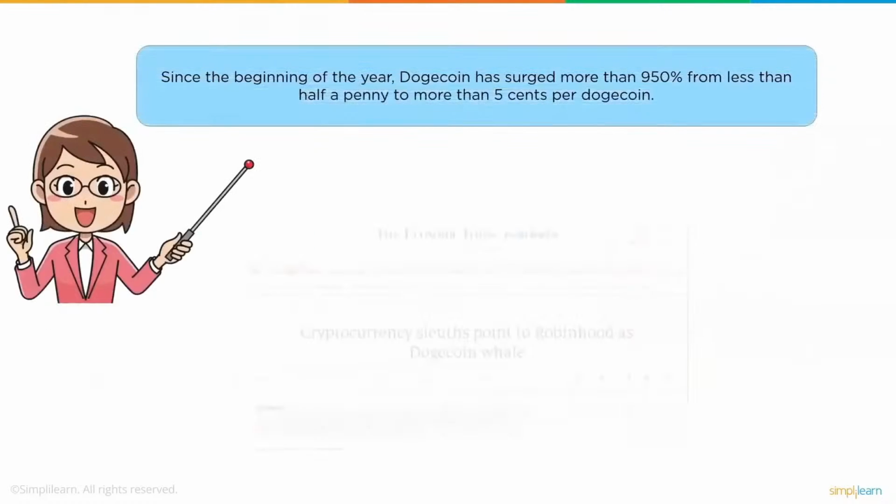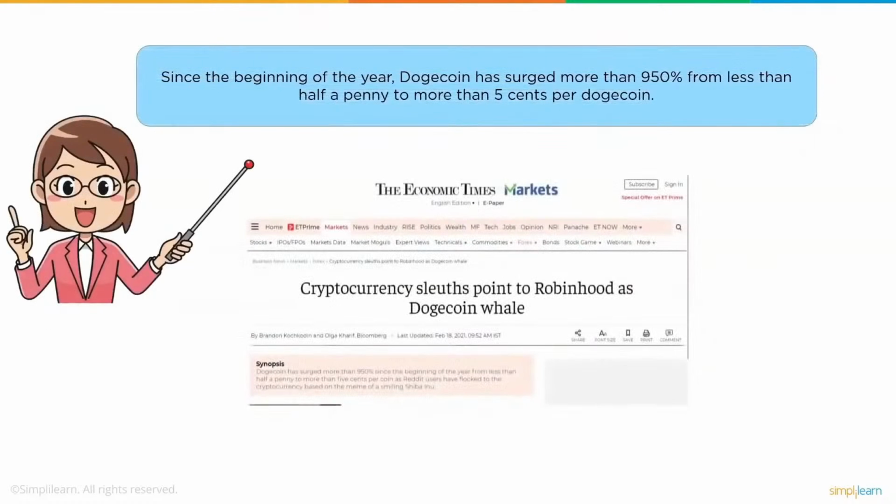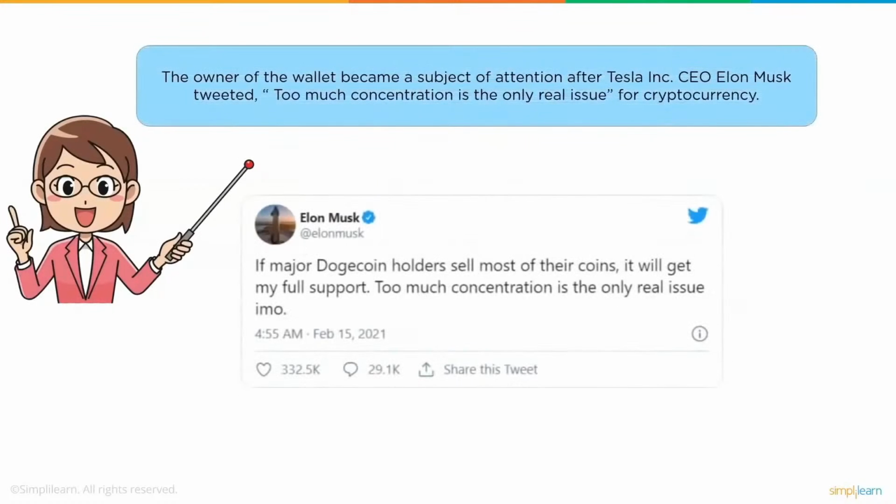Since the beginning of the year 2021, Dogecoin has surged more than 950%, from less than half a penny to more than 5 cents per Dogecoin. Then Elon Musk, CEO of Tesla Incorporation, took an interest in it and tweeted, "Too much concentration is the only real issue for cryptocurrency," making the owner of the Dogecoin wallet a subject of attention.